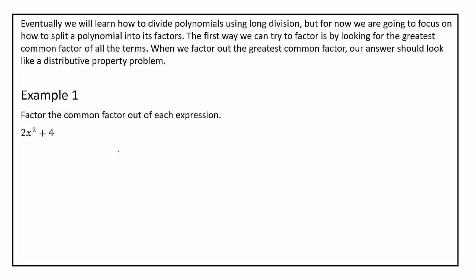So on example 1, we've got two terms here, making this a binomial. And what we want to do is look at these two terms and see what they have in common that we can divide by. So if I look at the numbers 2 and 4, what number can I divide into both of those evenly? And that would be 2.